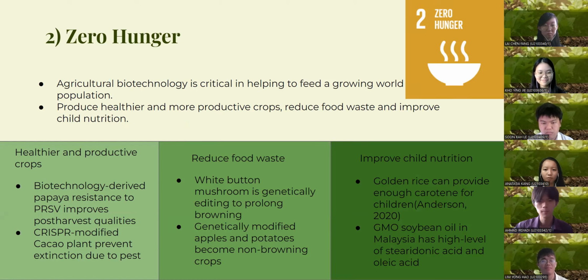In addition, examples to reduce food waste are GM white button mushroom, apples, and potatoes to prolong their browning and hence reduce food waste. The most important one is child nutrition improvement. This can be seen from the golden rice in the Philippines that has been edited to produce keratin and also the GM soybean in Malaysia to produce more stearidonic acid and also the oleic acid.